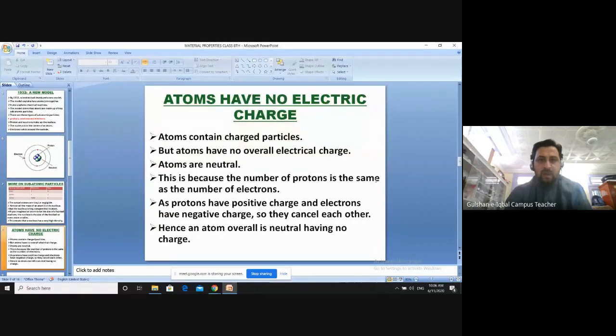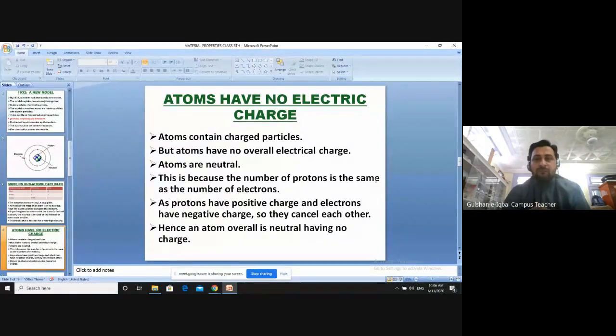Okay, now atoms have no electrical charge. Overall, atoms do not have any kind of charge. But we know that atoms have some charged particles in them. For example, electron is negatively charged, proton is positively charged. But overall the atom does not have any kind of electrical charge. It is neutral. An atom is neutral. Now why is it neutral? It is neutral because the number of protons is the same as the number of electrons. It means the positive particles are the same as the negative particles.